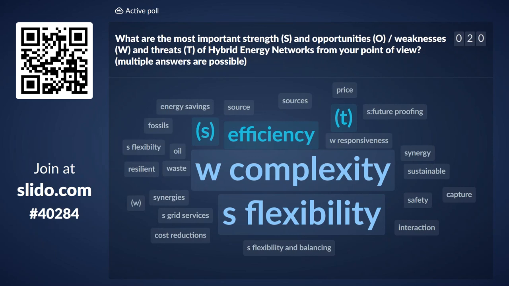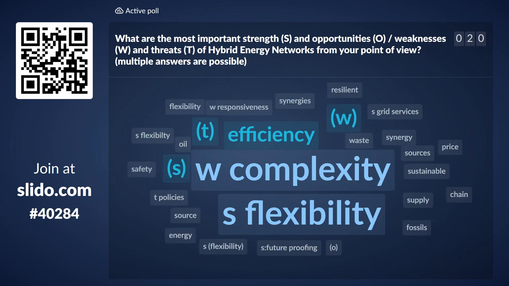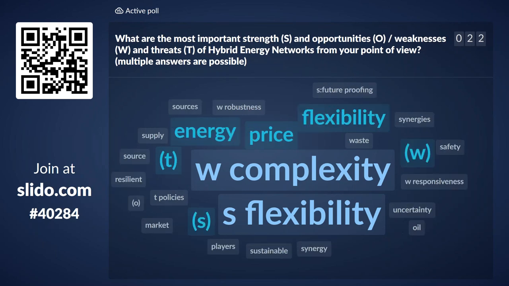Complexity now is coming up as a weakness. Responsiveness, I would say that is a weakness here. I would see that more as a strength, but responsiveness in terms of if a shock appears, then it is given to other sectors as well. In this case, I would see that as a weakness as well. Flexibility is appearing a couple of times. Wonderful. Threat, policies are coming up.